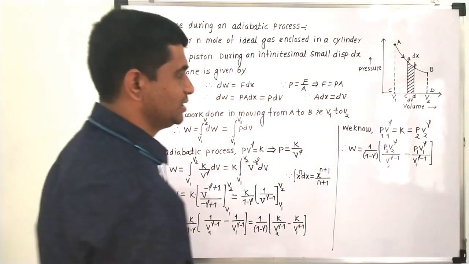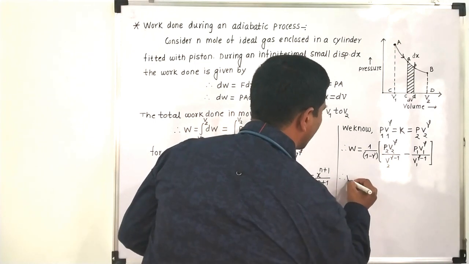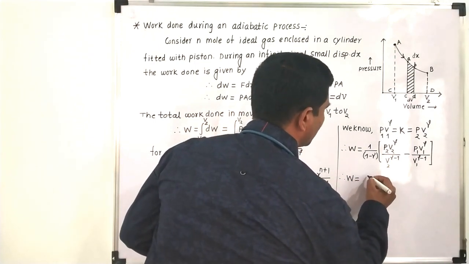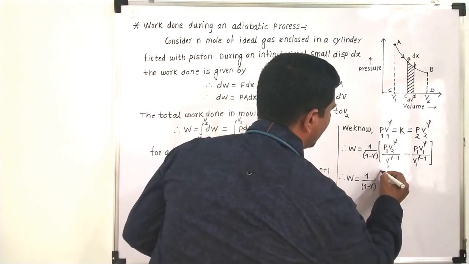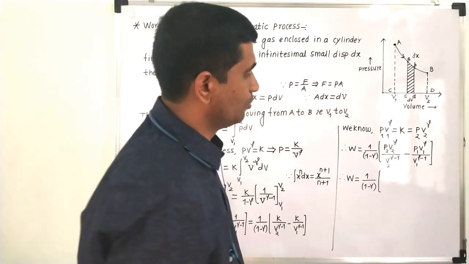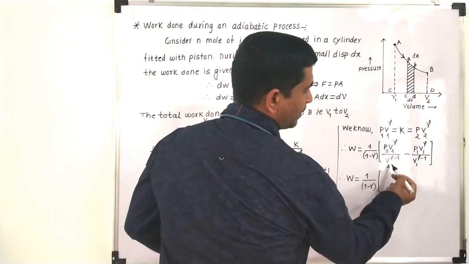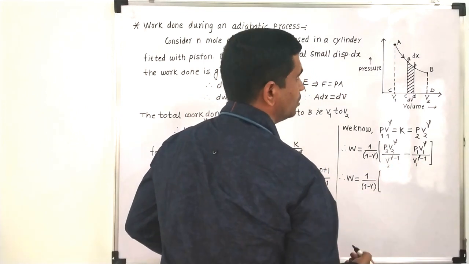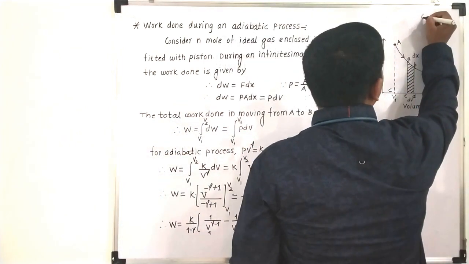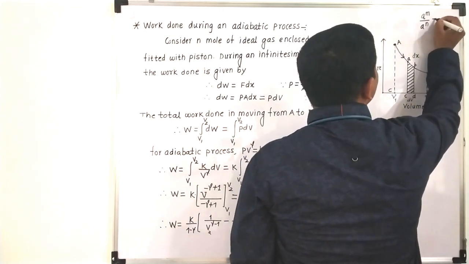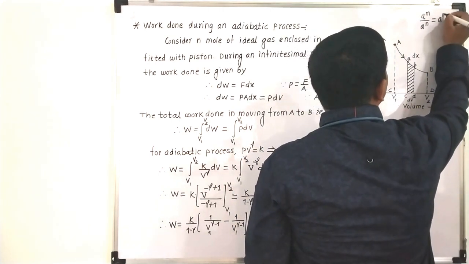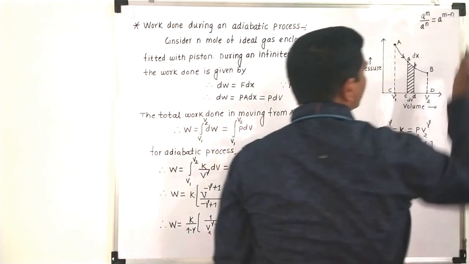Now you just have to apply the simple laws of indices, and you have to cancel the necessary terms which can get cancelled. So it is 1 upon 1 minus gamma in a bracket. Now see, it is V raised to gamma and this is V raised to gamma minus 1. We know the simple law of indices: if it is A raised to m and A raised to n, then simply you can write this as A raised to m minus n.